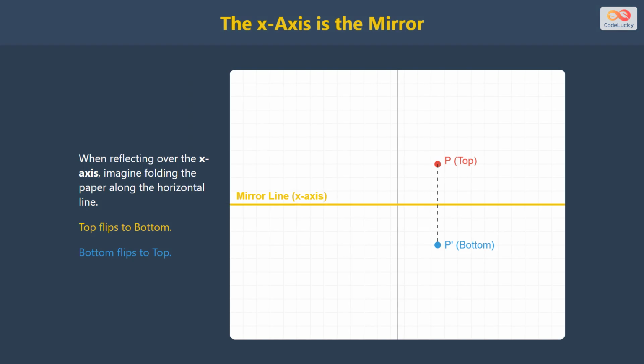When we reflect over the x-axis, imagine that the x-axis is a physical mirror. Or, imagine folding a piece of paper along this horizontal line. Any point above the line flips to the bottom, and any point below the line flips to the top.